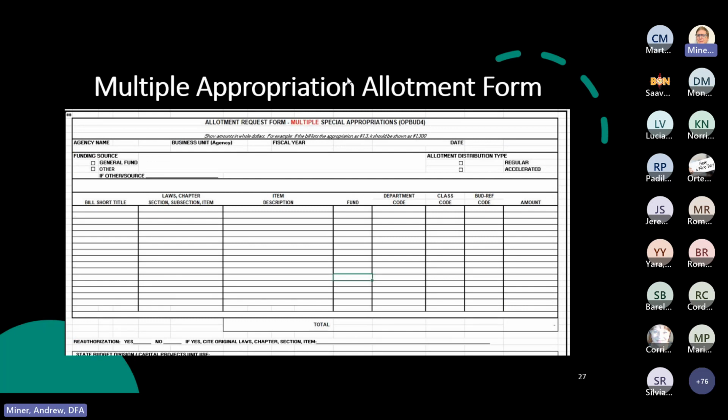And just like the OPUD 4 form, we also have a multiple appropriation allotment form. This one looks very similar to the single allotment form. Really, there's not much difference. You just have multiple lines there that you can use for each appropriation. So just make sure you're filling that out and include it with your multiple appropriation OPUD 4 form. That one I think is pretty easy to follow along with.